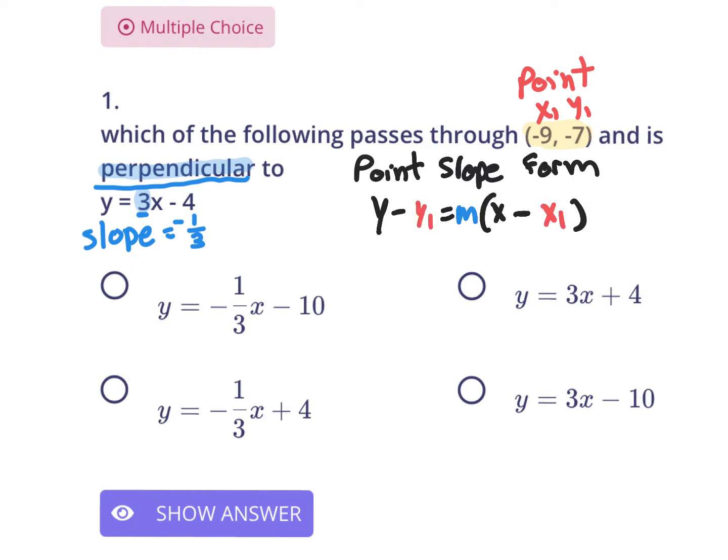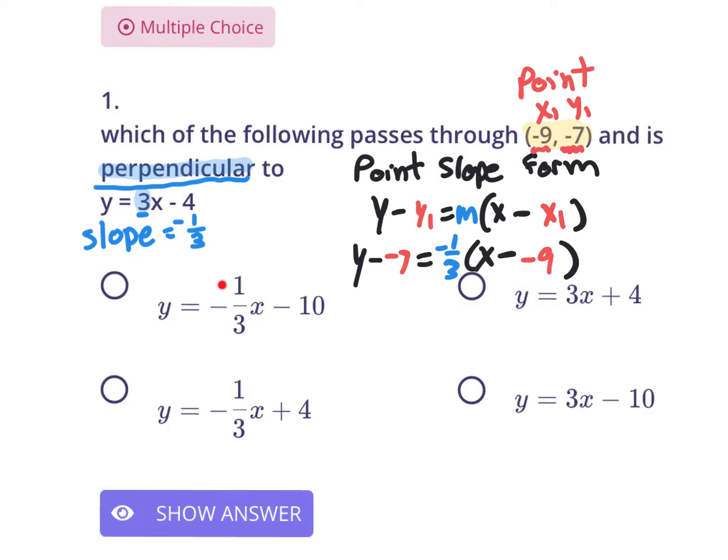And of course, when we use this point-slope form, it's a good idea to rewrite it with blank spots. And we simply plug in our y1 value, which is -7. That goes right here. We plug in our slope, which we said was -1/3 right here. And plug in our x1 value, which is -9, which goes right here. And of course, we need to clean this up.